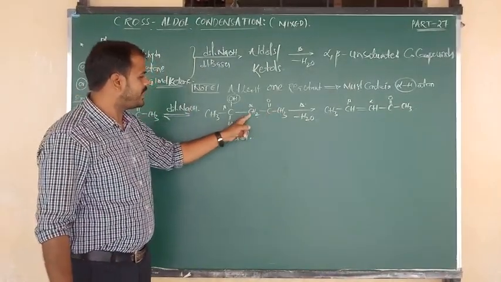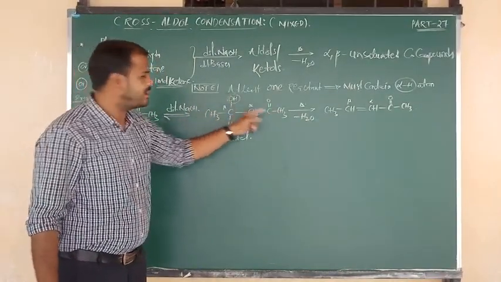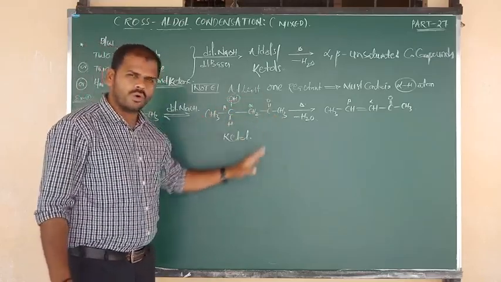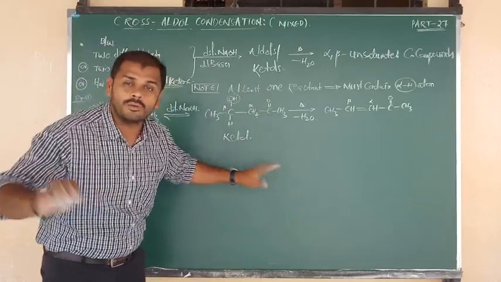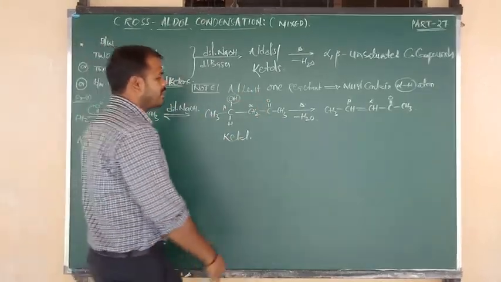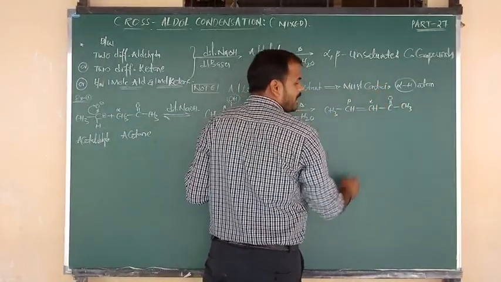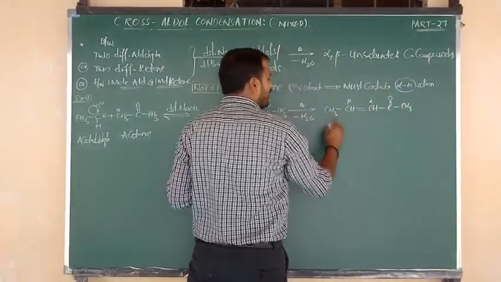How? 1, 2, 3, 4, 5. 4-hydroxypentan-2-one, like that IUPAC name. If you want, you can write as you wish. Good. And what will be the final product? Alpha beta unsaturated carbonyl compound. Otherwise, IUPAC name: total 5 carbons are there.